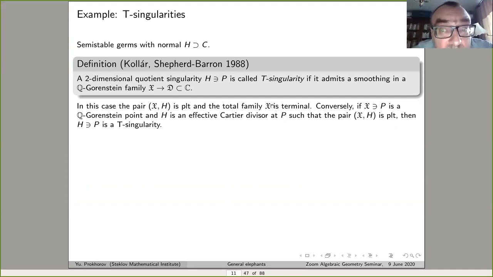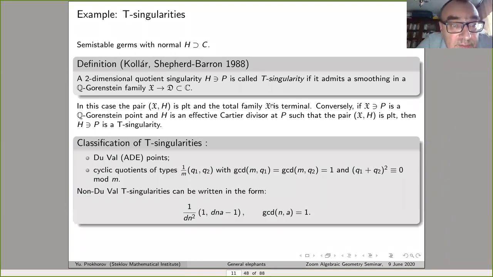And conversely, once we have a threefold point, an isolated singularity which is Gorenstein, and suppose we have an effective Cartier divisor on X such that the pair is PLT, then the singularity should be of type T. Shepherd-Barron classified such a thing. Of course, the easiest ones are the dual singularities. If they are not dual, then they are described like this.